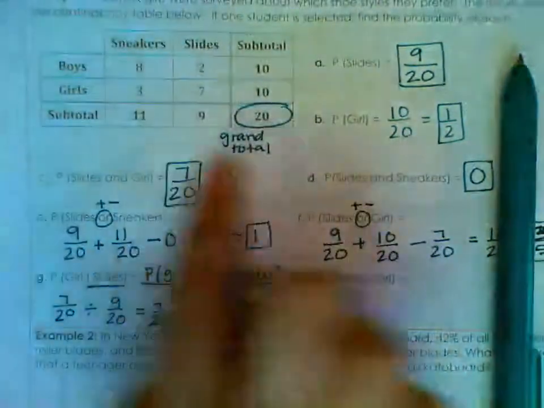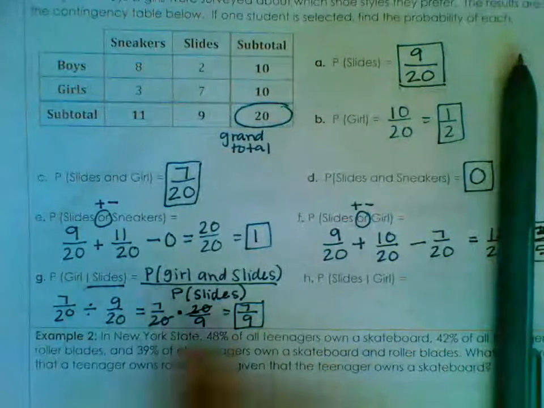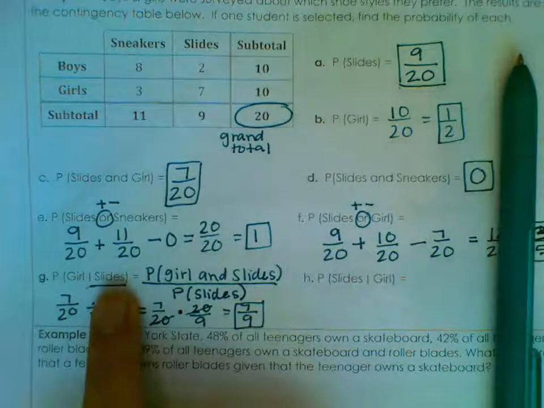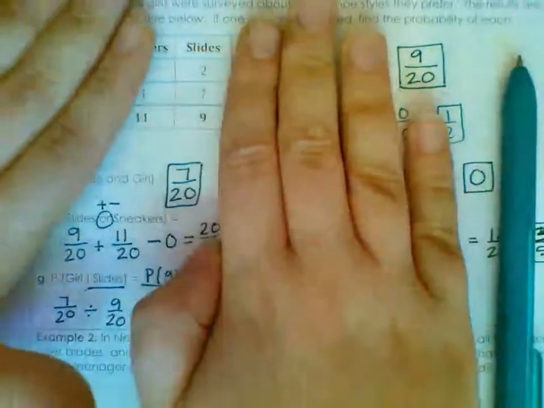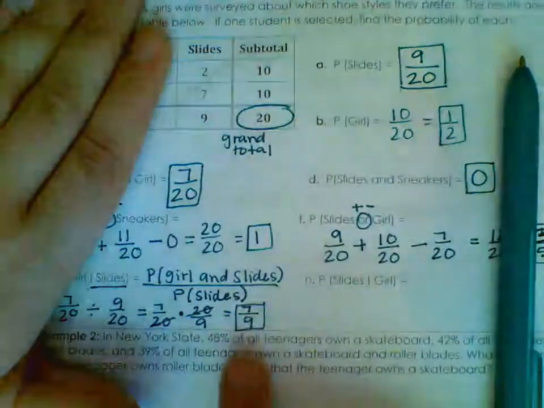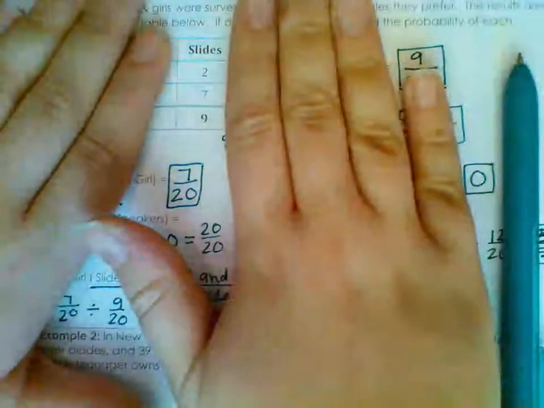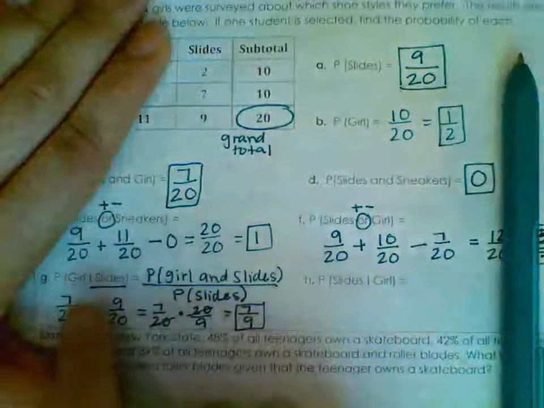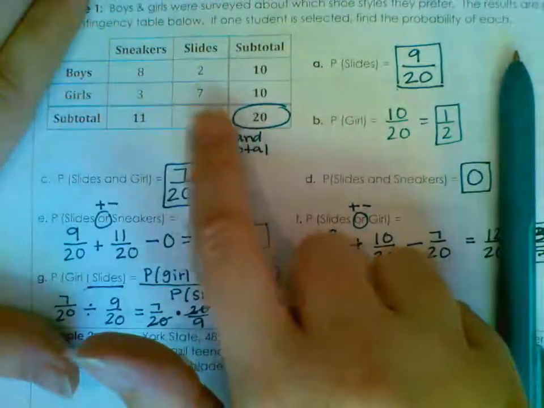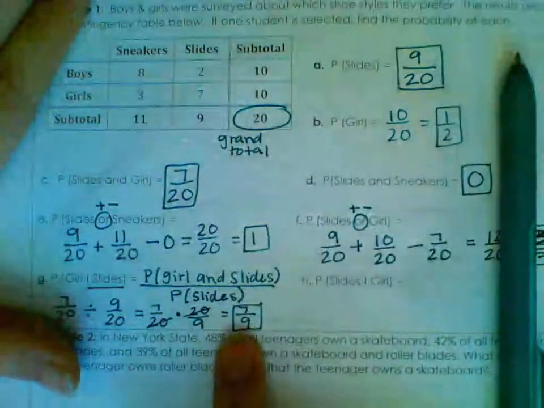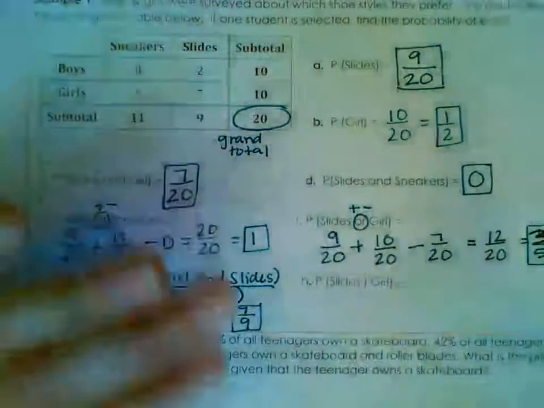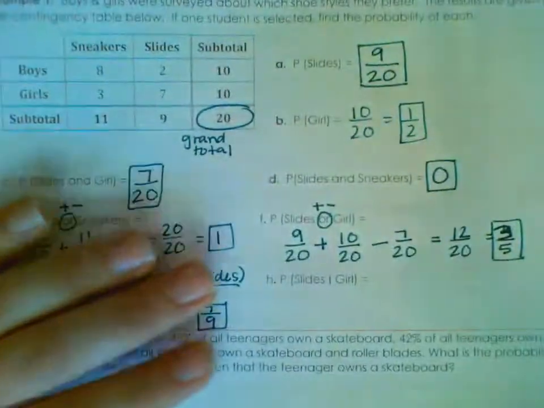But when you do have a table, there is a little bit of a shortcut. Whatever is given is now your denominator, so slides is our denominator, 9 is our denominator. Out of just those people, how many were girls? 7 of them were girls, 7 out of 9. That's our answer. So I'm going to use this shortcut for the next problem just to show it to you.